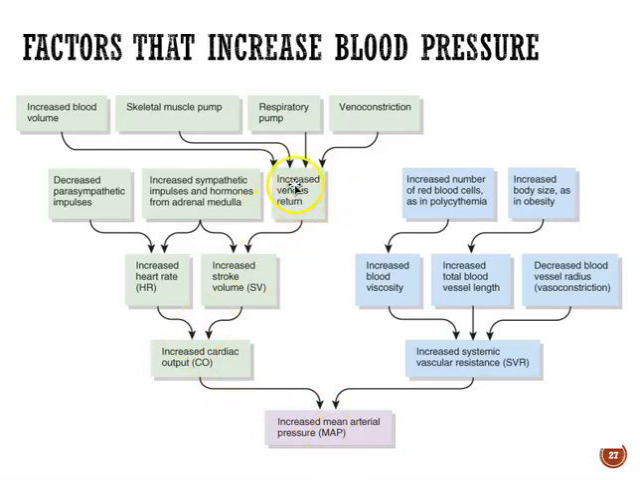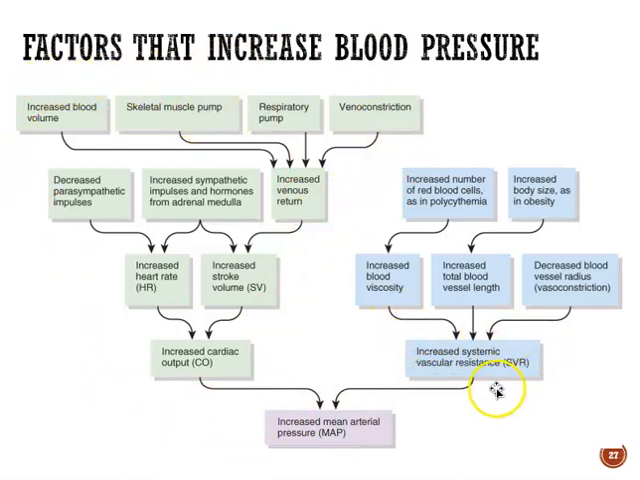So how do we increase the venous return? Through vasoconstriction, so constriction of our veins, that respiratory pump that we talked about, skeletal muscle pump. So these are those three things that we talked about earlier, helping move blood back up toward the heart, as well as increasing our blood volume. If we increase our blood volume, we'll increase the amount that can return, which will increase our stroke volume, which will increase our cardiac output, which will increase our mean arterial pressure. So really, all this in green we've already talked about.